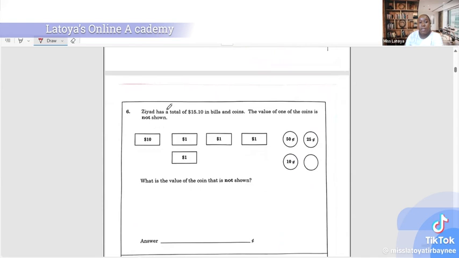Question 6. Zayad has a total of $15.10 in bills and coins. The value of one of the coins is not shown. So what is the value of the coin? Here we have 10, 11, 12, 13, 14. We have $14. We still need $1.10. We have that 10 cents. So we need to make up $1. We have 50 cents, 25 cents, that is 75, and 25 will make up that dollar. So what is missing is 25 cents.